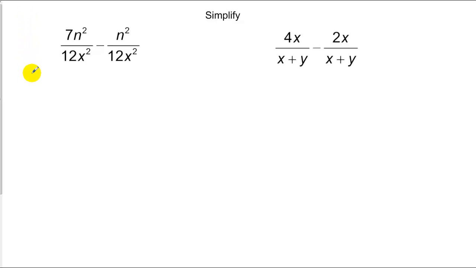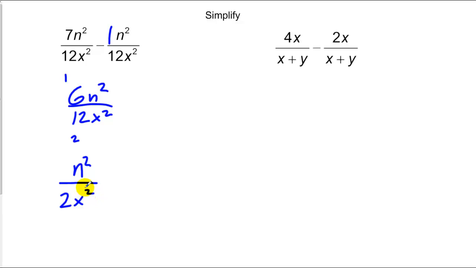Again, you'll notice the common denominators are still in place, but they're a little more complicated. Once again, now that I have the common denominators, I can just add my numerators up or subtract in both these cases. The top I have 7n squared minus a 1n squared, 6n squared over 12x squared. Notice this is all multiplication, so I can go ahead and reduce this final answer once again. I know 6 goes into 6 once and then 12 twice, so I have n squared over 2x squared as my solution.